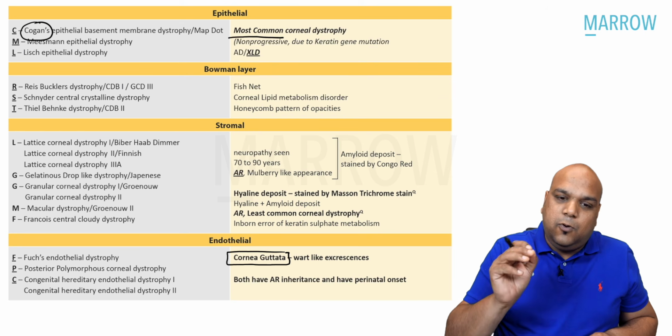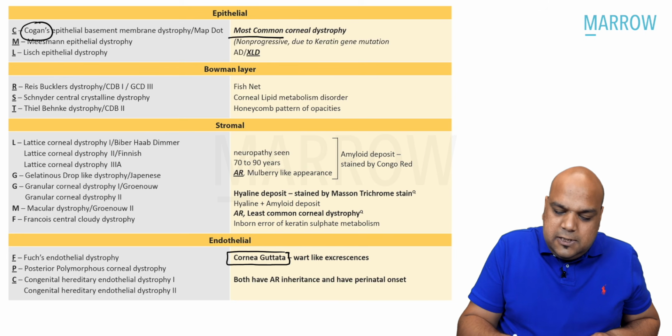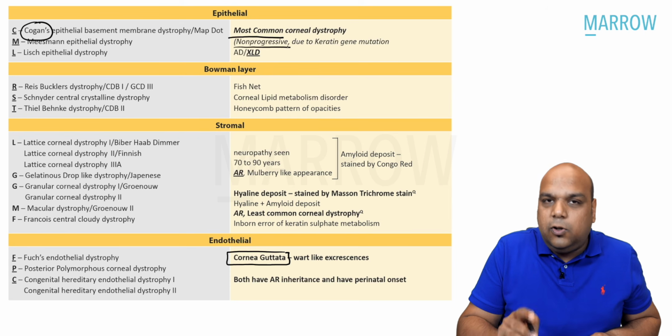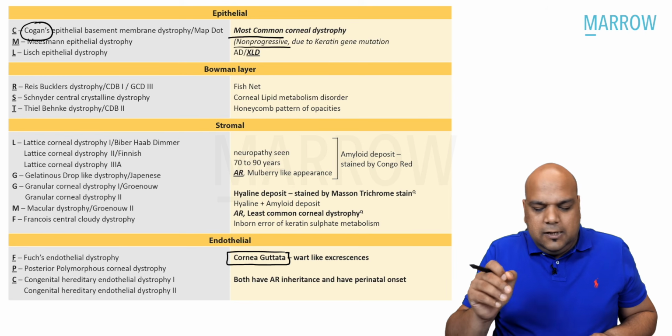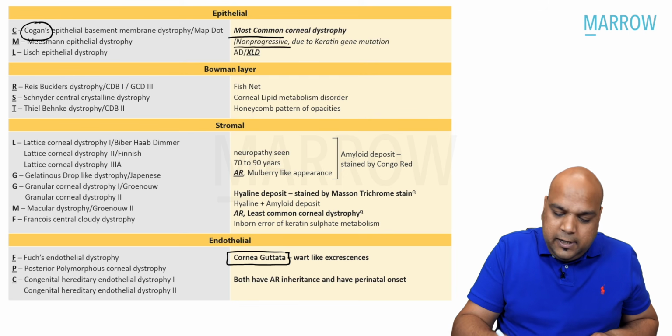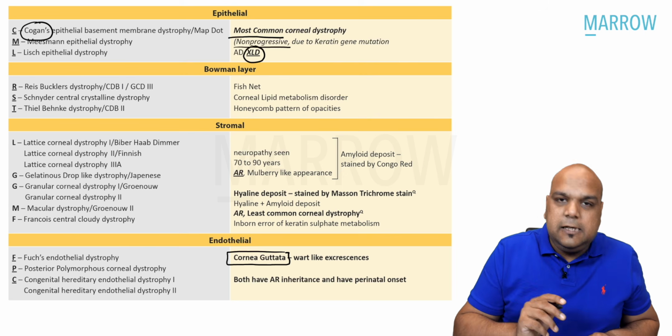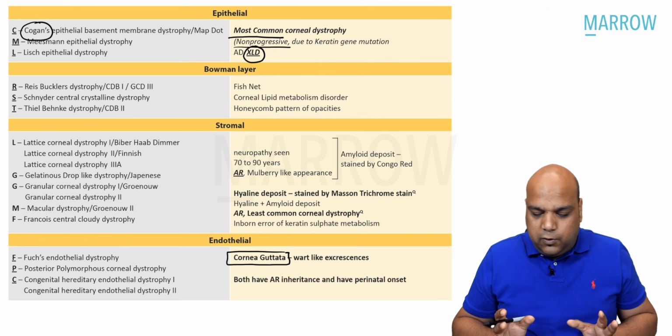Going back, epithelial Coggins is the most common. Meesmann is non-progressive. Usually all the dystrophies are progressive, but Meesmann is non-progressive. Lisch epithelial dystrophy: almost all are autosomal dominant, but Lisch can be X-linked dominant also. So these are the keywords which we want to remember.